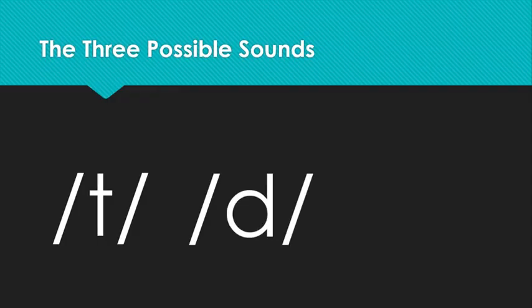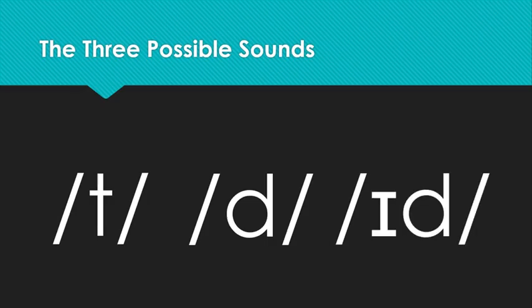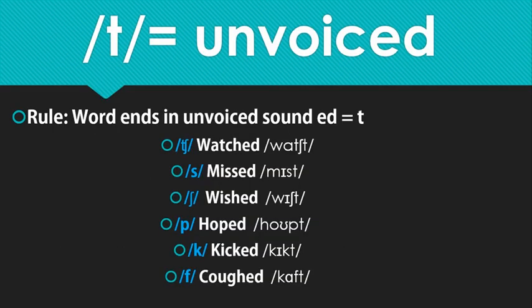The second sound is a d sound. And the third sound is an id sound. These are the only three possibilities when pronouncing the -ed at the end of words. But when do we use each of these three? Well, for the t, we use this for unvoiced consonants.